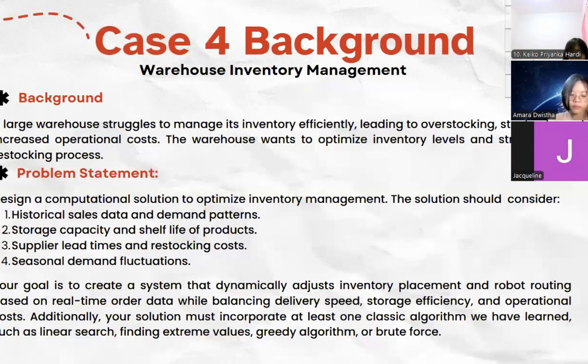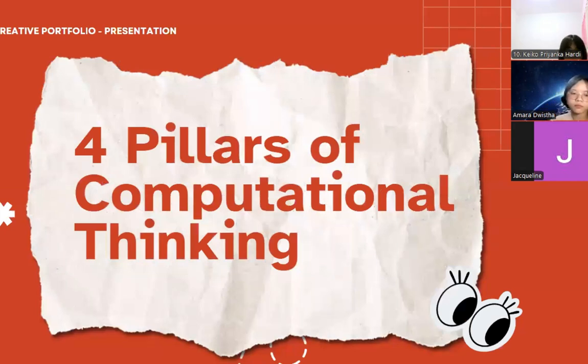About our case 4 background, we are going to manage how to manage a warehouse inventory efficiently to avoid overstocking, stockouts, and increased operational costs. By doing that, we can use 4 pillars of computational thinking.